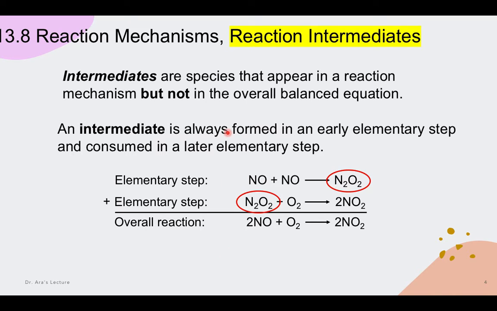I already explained this issue. Intermediates are those species that appear in a reaction mechanism but not in the overall reaction. A reaction mechanism means the total procedure of reaction events, and we cannot see them in the overall reaction. That means we also cannot see them in the overall balanced reaction.